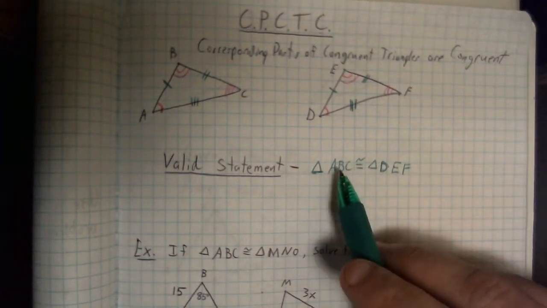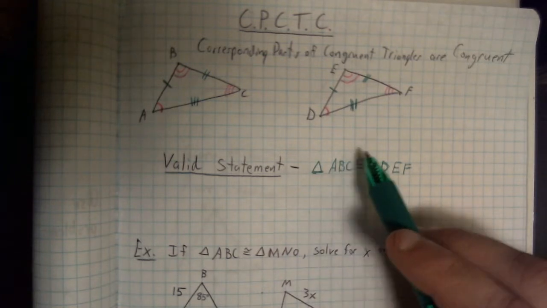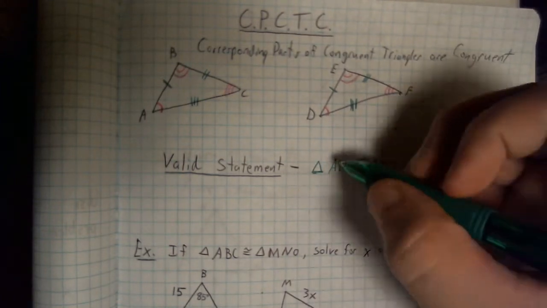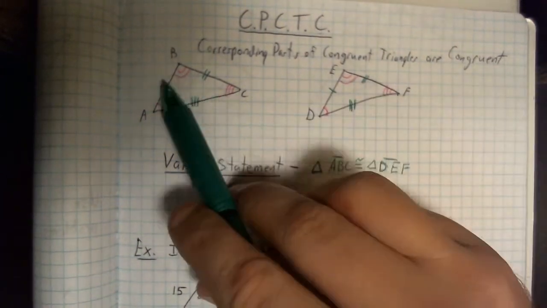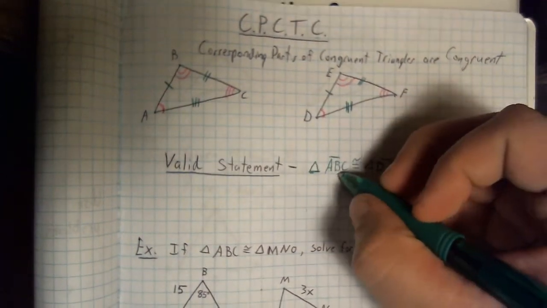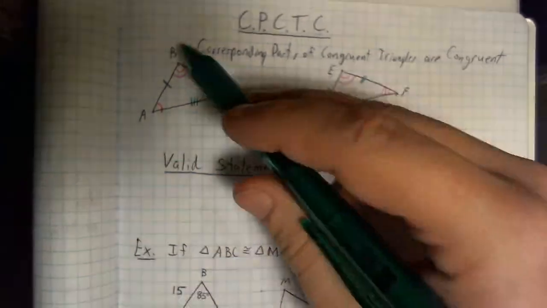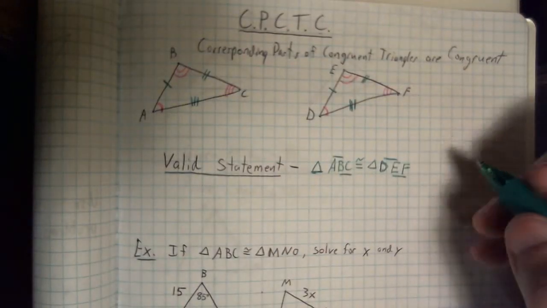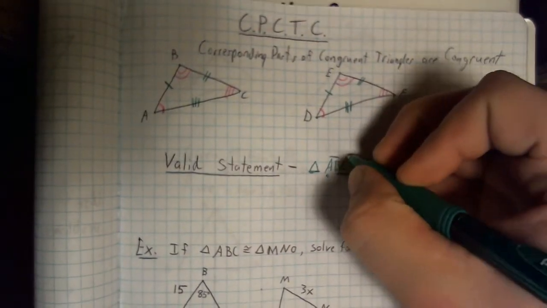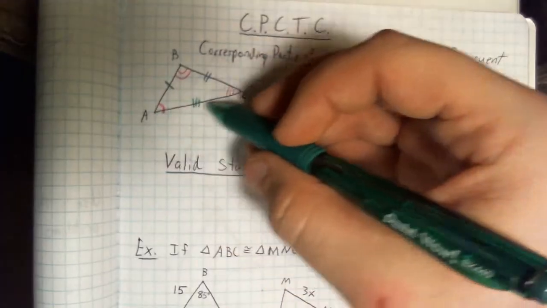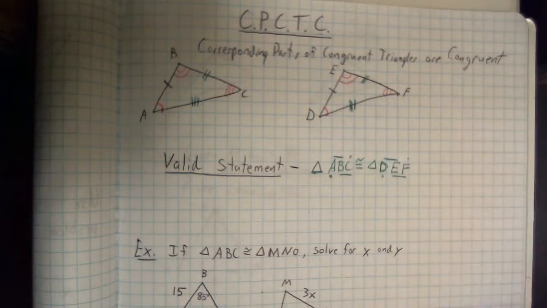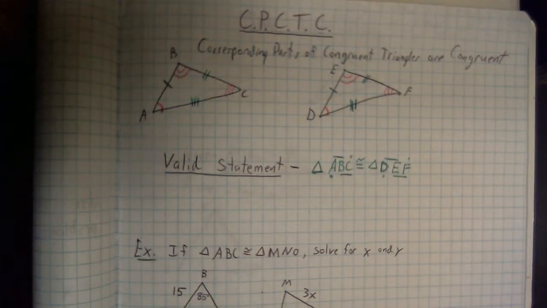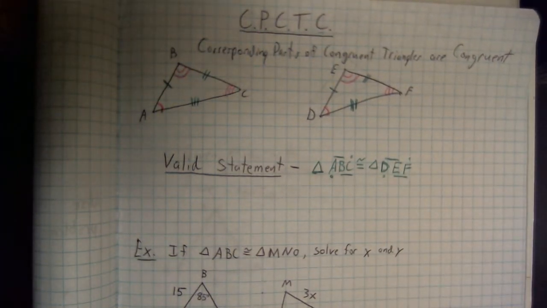We can also see with the valid statement that not only do the angles match up, but the sides themselves. AB and DE are corresponding. BC and EF are also corresponding. And lastly, AC matches with DF. Okay, so everything corresponds angle-wise and sides.